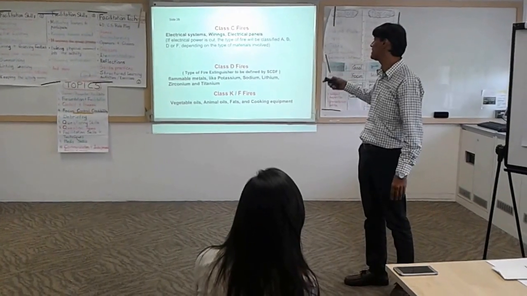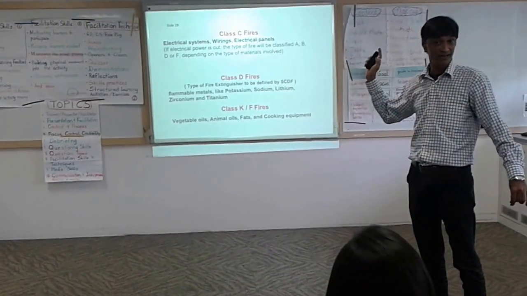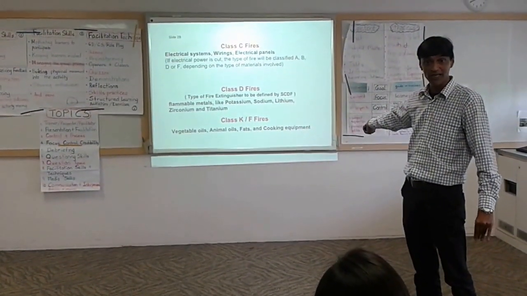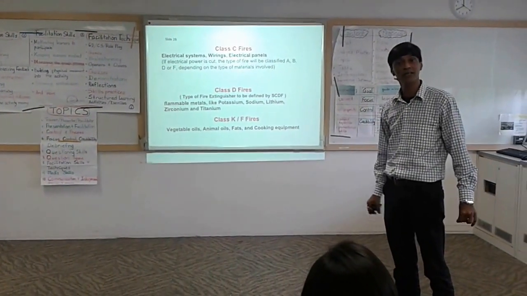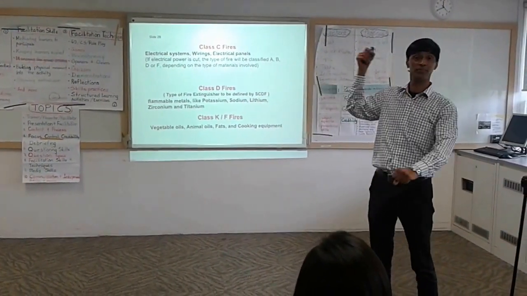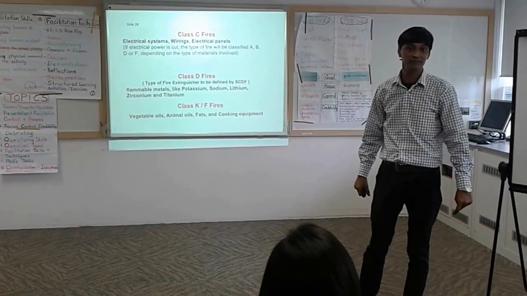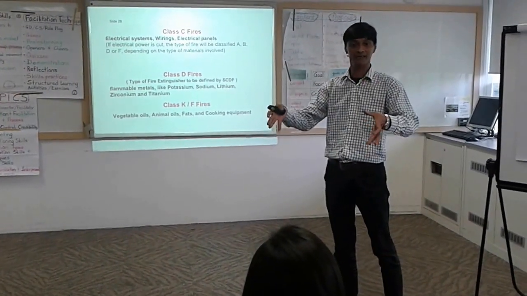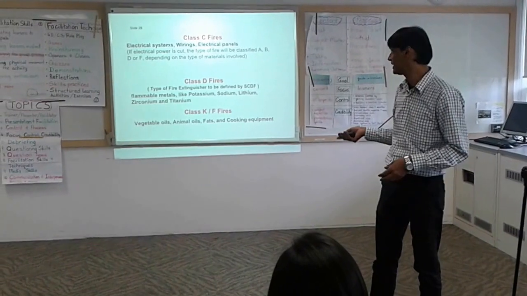And then we have Class C fires, which are electrical systems, wiring and panels. But Class C fires, in this case, you have to remember, it's only Class C if it's live electrical equipment. If the electrical equipment has been unplugged, then it can be a Class A or B, because it's just an organic thing, there's no live electricity moving inside.